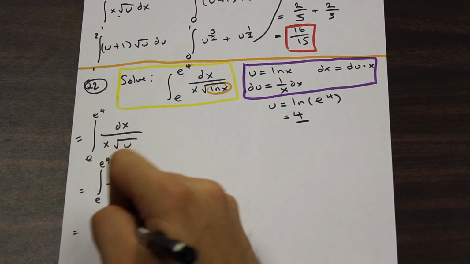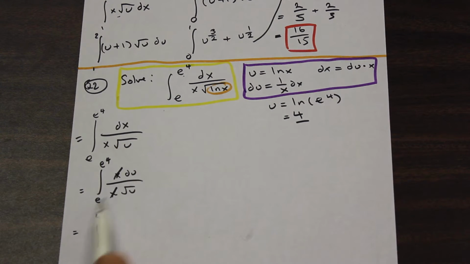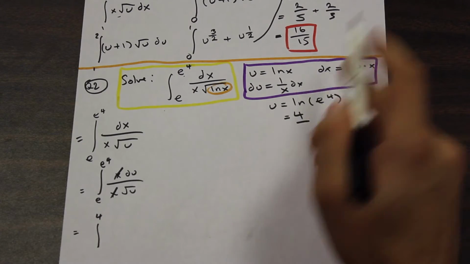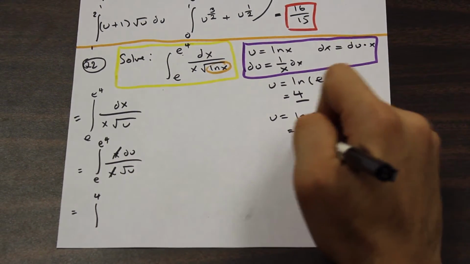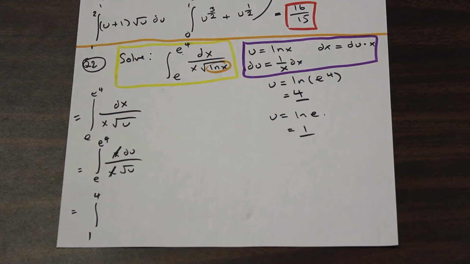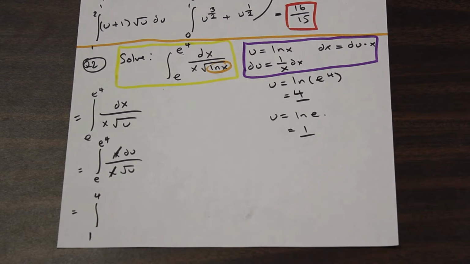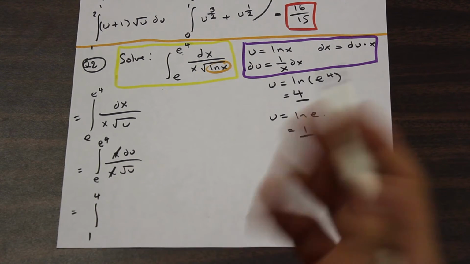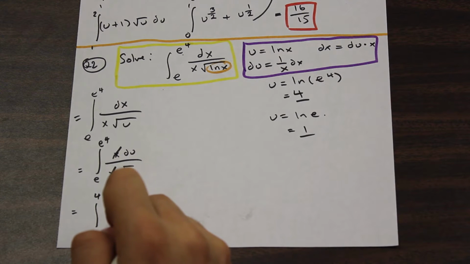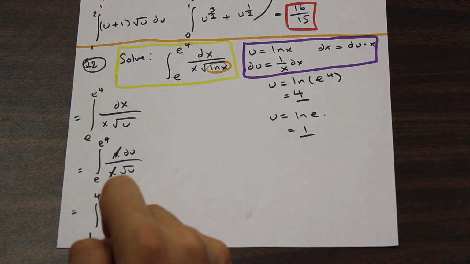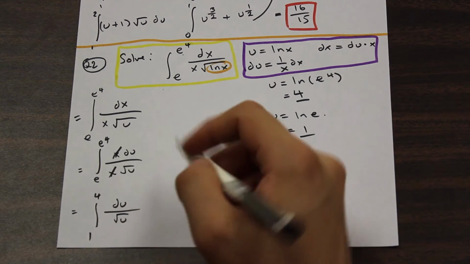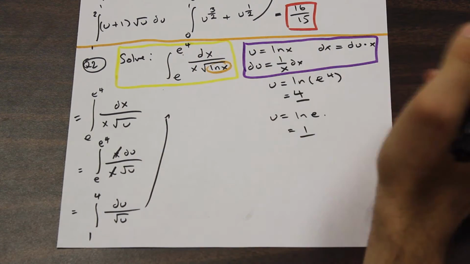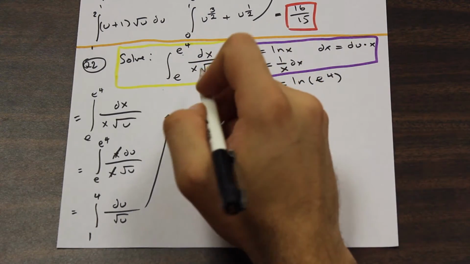So the top bound is now 4, and if we plug in e for x here, all right, so if we say u is equal to ln e, okay, that's just going to be equal to 1. All right, so now we've modified our bounds. We have from 1 to 4 now instead of e to the fourth. So we have 1 to 4 of du over root u, and as we discussed before, that's a fairly simple power rule question that we're going to evaluate. And let's go ahead and do it.